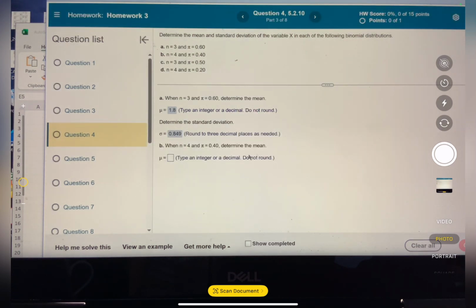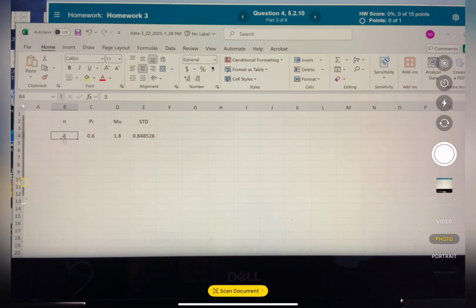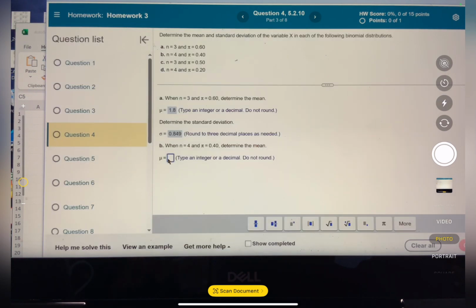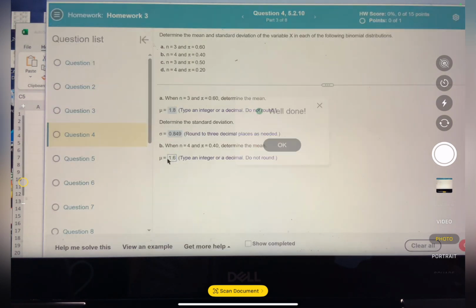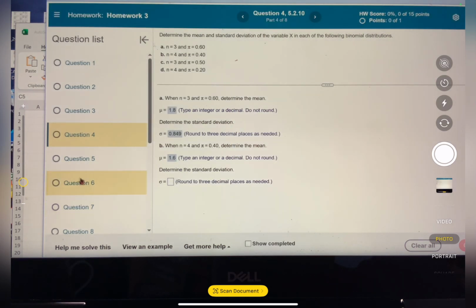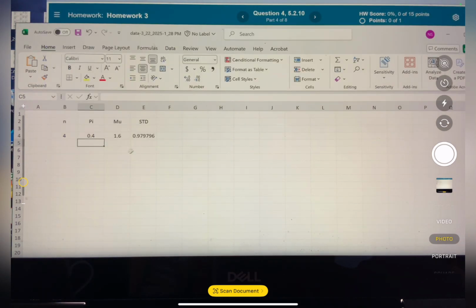Good job. Moving to the next one, n is 4, pi is 0.40. So I can replace it, n is 4, and here is 0.40, and we get mu of 1.6, and the standard deviation is 0.98. Rounding to 3 digits, the following digit is 7, so 9 becomes 10 and 7 becomes 8, so 0.980.